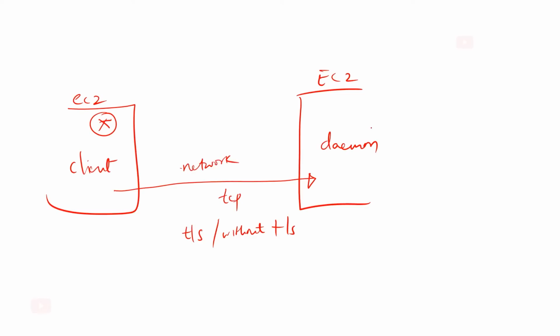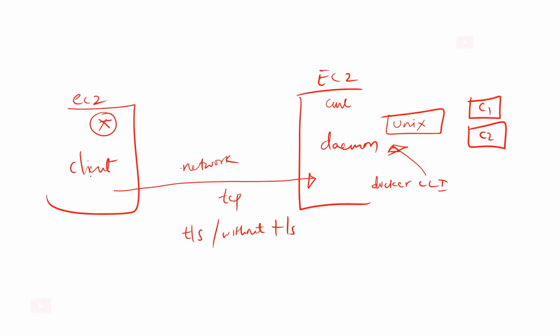Now we know that this daemon by default listens on the Unix socket. Which means if you have the Docker CLI here, only this CLI can talk to this daemon using the Unix socket, or else you need to use curl commands to create the containers or images. But how will this client talk to this daemon? This client doesn't have access to the Unix socket on the other machine, on the server machine. So it has to go through the network.